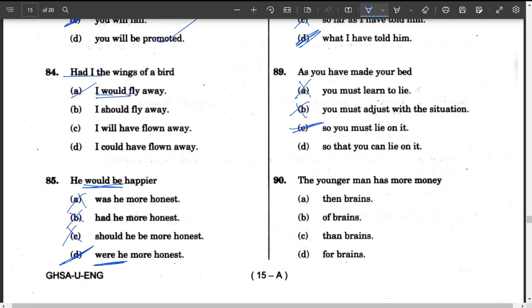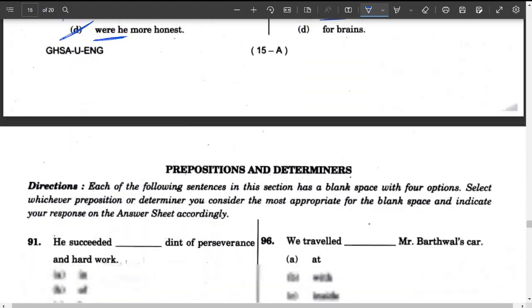The younger man has more money than. It is a comparison. Comparison is only with THAN. The only option with THAN is C. Next.